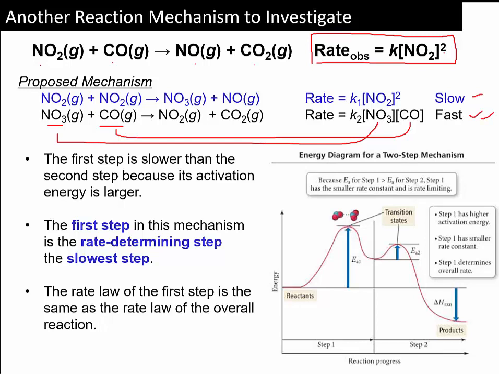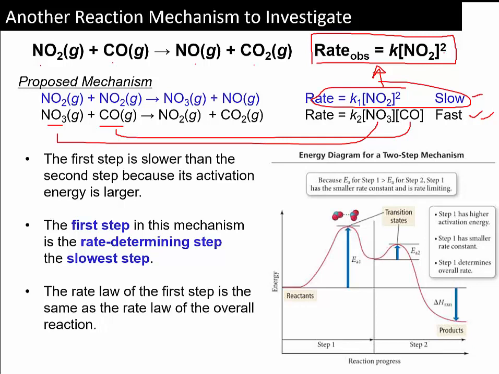The first step is slower than the second step because its activation energy is larger. Right? The first step in this mechanism is going to be the rate determining, slowest step. The rate law of the first step is the same as the rate law of the overall reaction. So that first one, this limiting guy, right? Whatever our slow step is determines our overall rate of reaction.